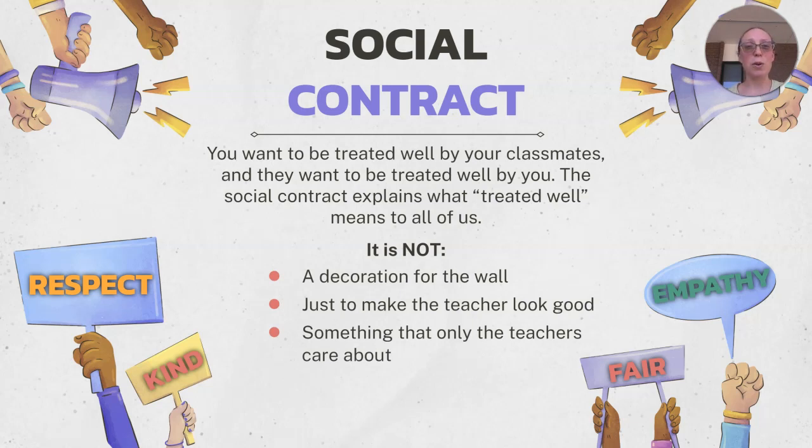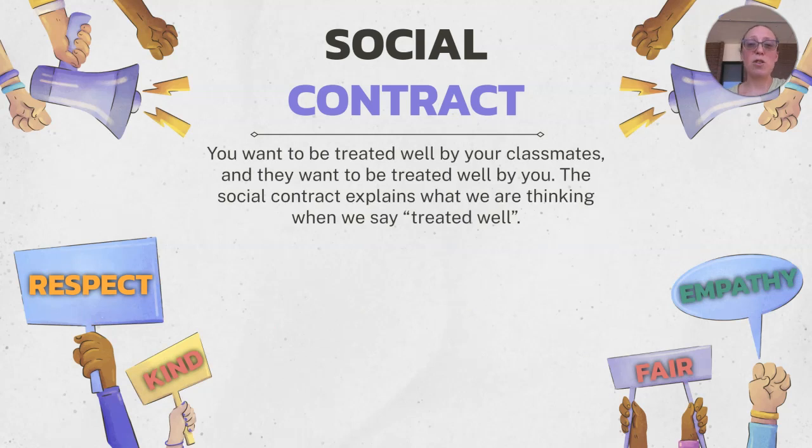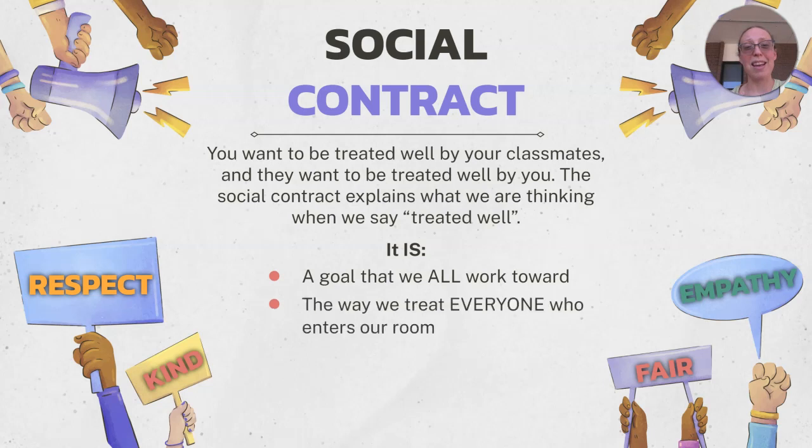You guys choose the words and what needs to be on here, and so you make it what you want it to be. It's something your classmates care about because they've helped say, this is how I want to be treated. We are going to really use a social contract. The social contract is a goal that we're all going to work toward. None of us is perfect at all of these things, even me. I've had a lot more years of practice than you guys have, and I still need to work on almost all of those words sometimes.